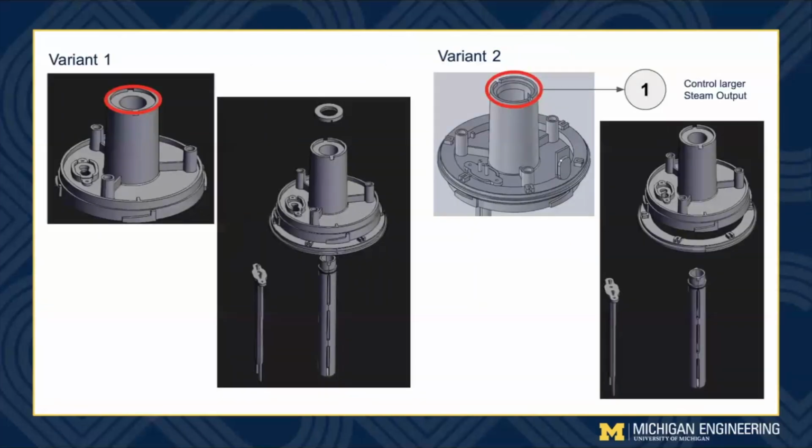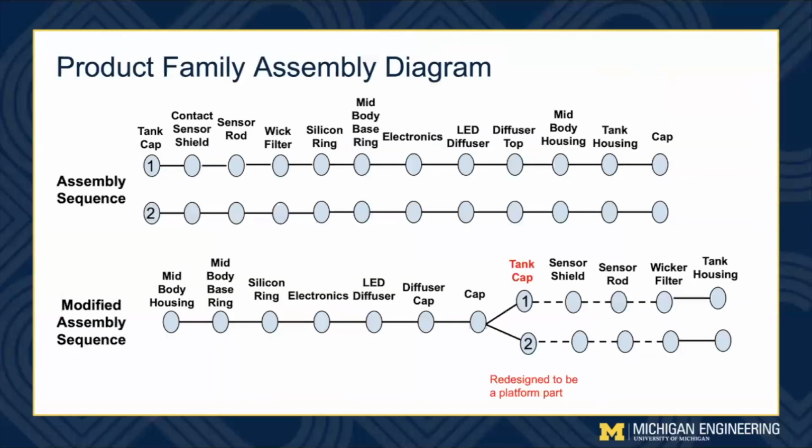The change in the dimensions for both variants have no effect in the way it is mounted and aligned with the tank cap and the tank housing. The original design sequence runs parallel due to putting the tank cap as the first item. In the modified assembly, the tank cap is moved further down the assembly sequence, allowing the sequence to start with the mid-body housing. Following the interim report, the tank cap was redesigned to become a platform part.